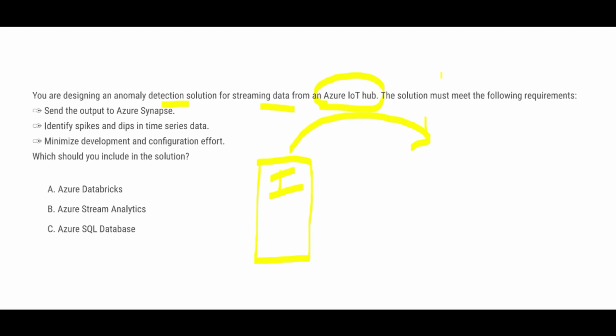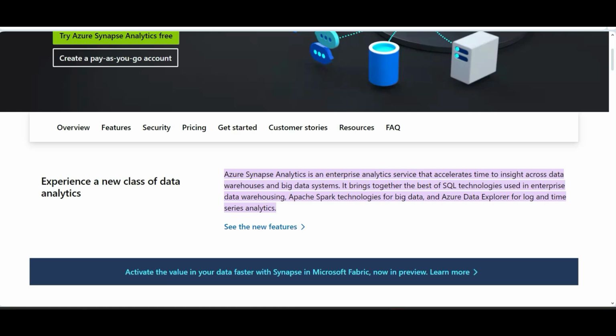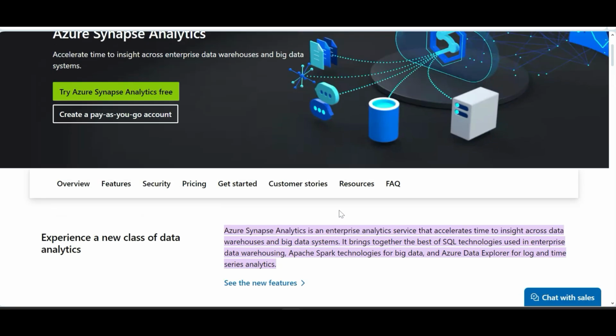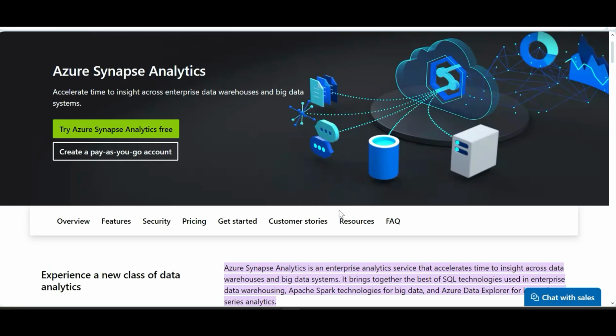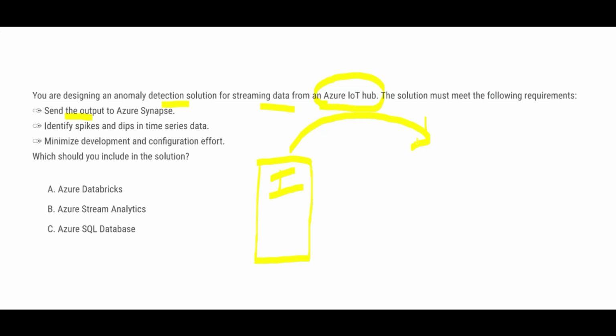We know now data is coming via IoT Hub, but the question says, please meet these requirements. Send the output to Synapse. What is Synapse? Synapse is a data warehouse in the Azure world. It is just like Snowflake. Earlier people were using Synapse and AWS Redshift, and then Snowflake came and said, I have created something for your cloud platform, use it. Snowflake has a lot of advantages and is picking up in the market. So consider Synapse like Snowflake.